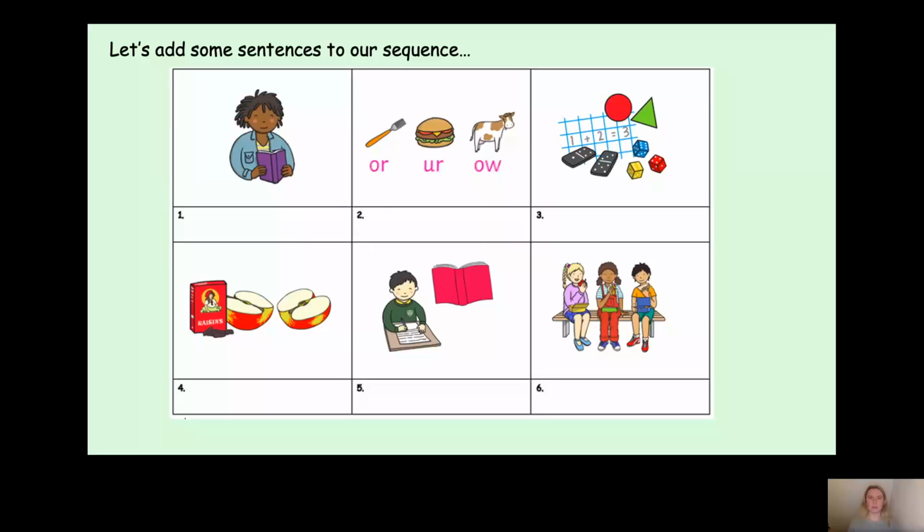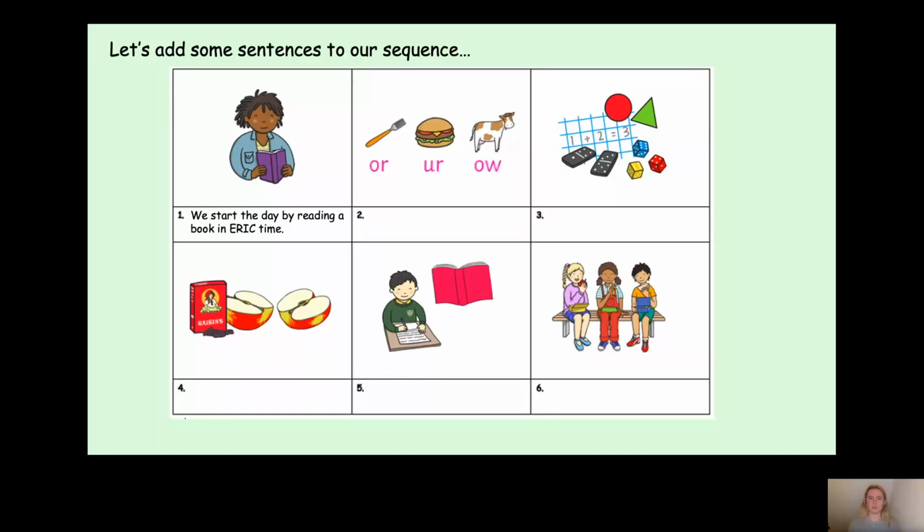Now, pause the video and have a think. What could we have as our sentence for the first picture? Okay, do you want to see what I thought of? I'm sure you might have thought of something different. So number one, I put, we start the day by reading a book in Eric time. So that's my sentence. Did you have something similar?